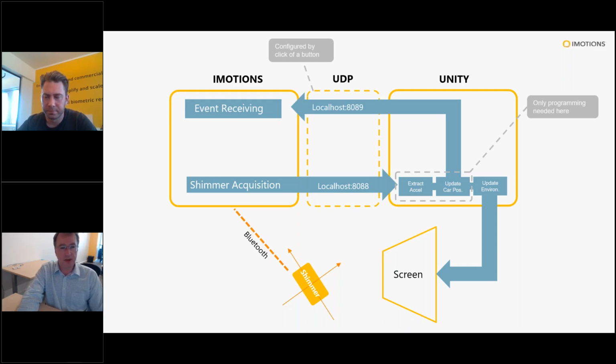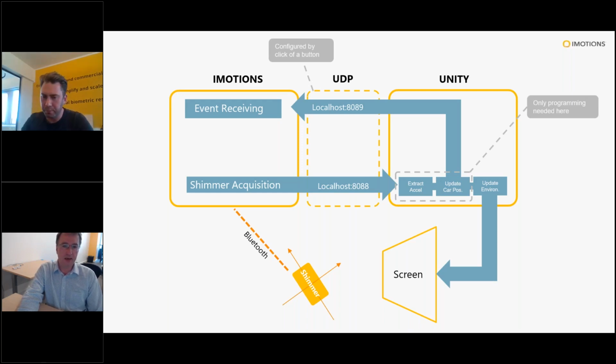All that information is being broadcast on localhost port 8088. Unity is then set up to listen for this information and extract the accelerometer data. Then there's a transformation of that accelerometer data that happens in real time in order to input into that car vehicle object something that it understands in terms of forward motion, backward motion, left and right turns.